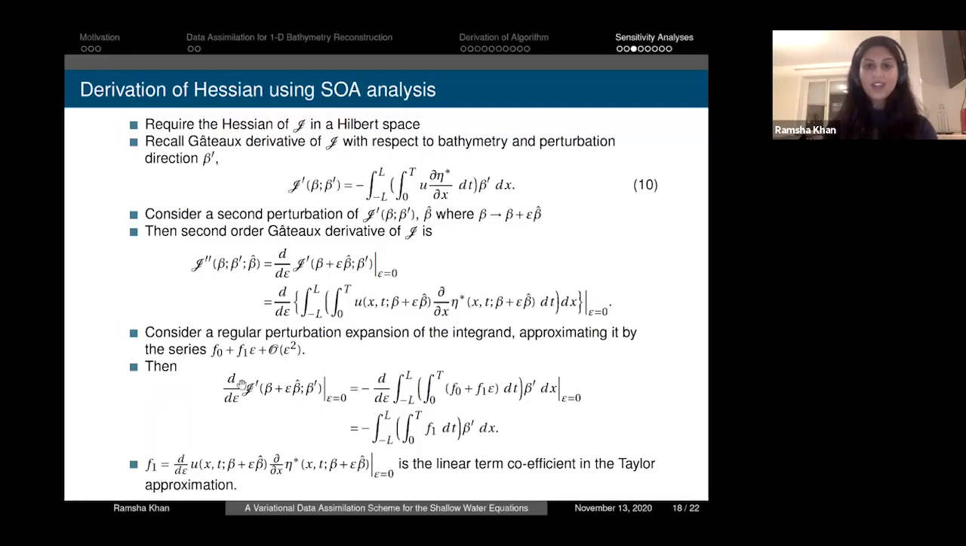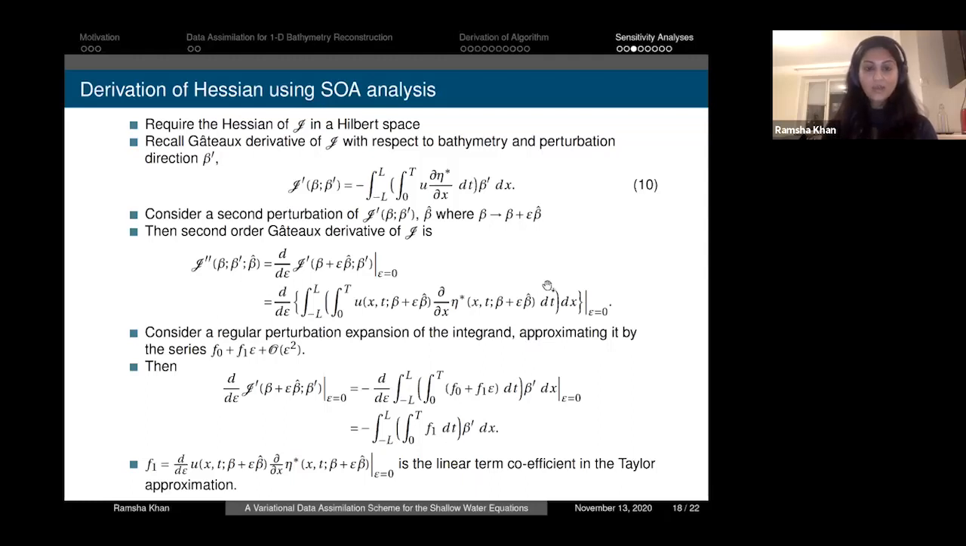And so we do this by simply applying the same process that we did before when we found the gradient. So remember, this was our expression for the gradient, where we had the gradient of J given some arbitrary perturbation of our bathymetry, beta prime. So now we consider a second perturbation, beta hat. And then the second order Gateaux derivative becomes this expression here.